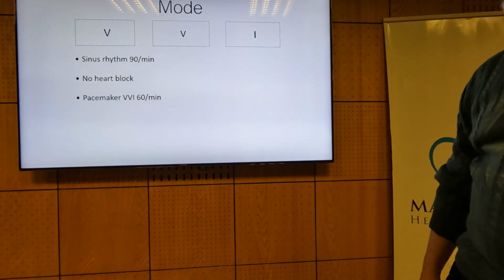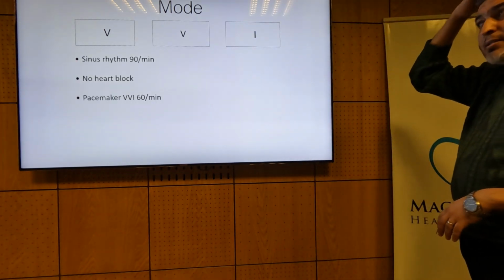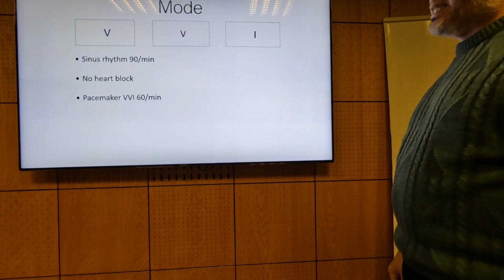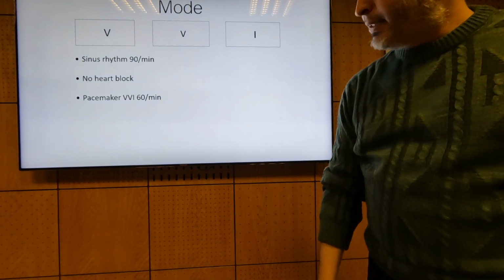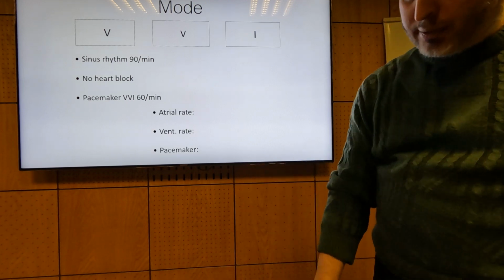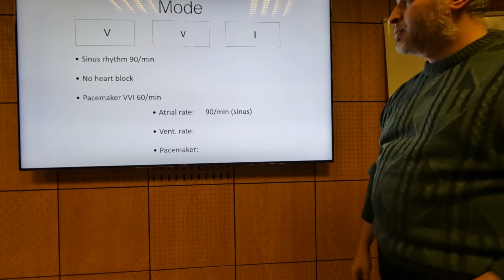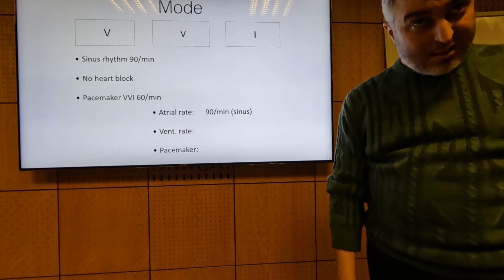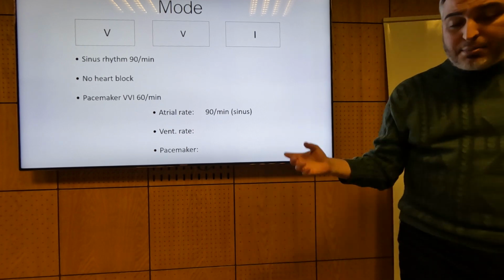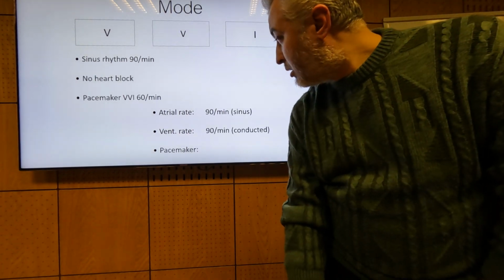Okay, VVI, patient's sinus 90, no heart block. VVI at a rate of 60. What's the atrial rate? 90, which is sinus. What's the ventricular rate? 90, conducted. What's the pacemaker doing? Again, the same as the AAI.